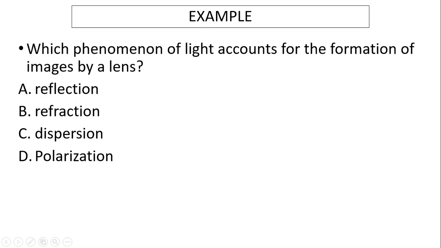Which phenomenon of light accounts for the formation of images by lenses? Lenses help us to see. What lenses do is bend the light, and bending the light is refraction.